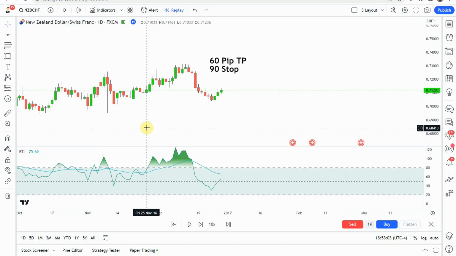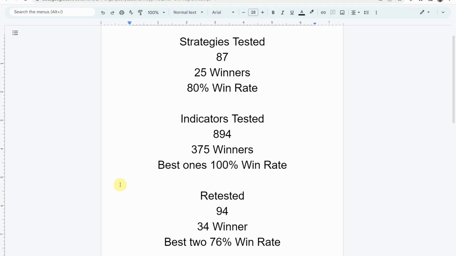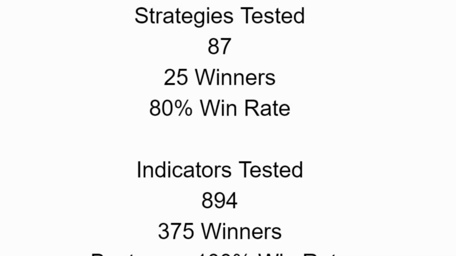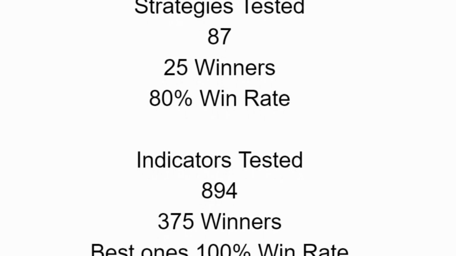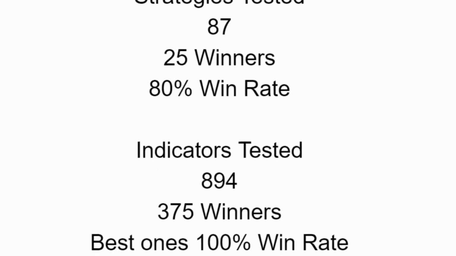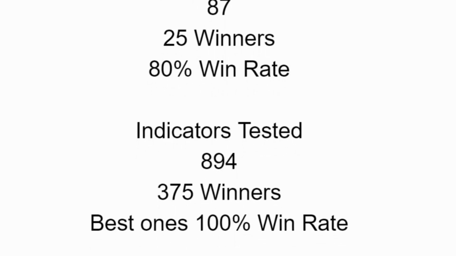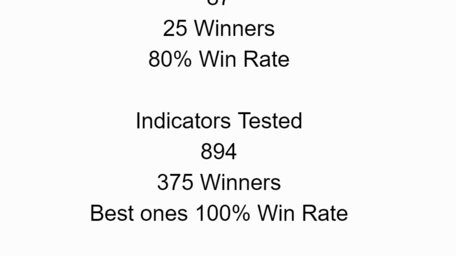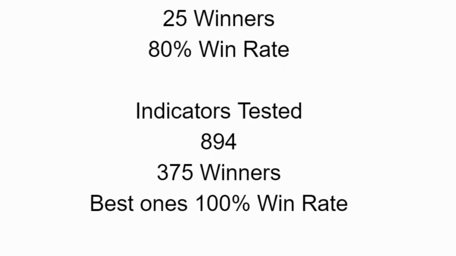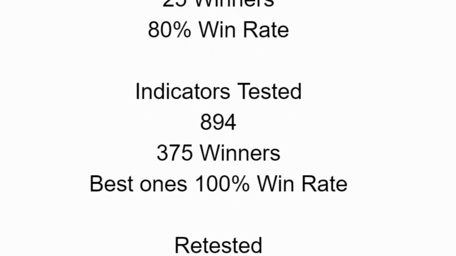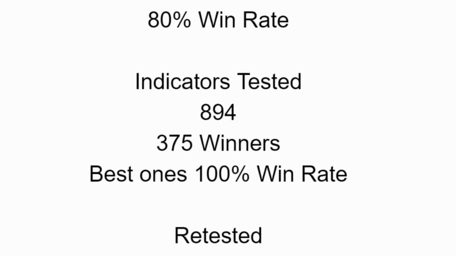Alright, as I said, today we will be testing the Relative Trend Index indicator. Before we do though, I wanted to put the testing scoreboard up for everyone to see. So to date, we have tested a total of 87 different strategies, with 25 of them being winners. The best one so far was able to achieve an 80% win rate. We've also tested a total of 894 indicators, with 375 of them being winners. The best ones so far were able to achieve a 100% win rate.